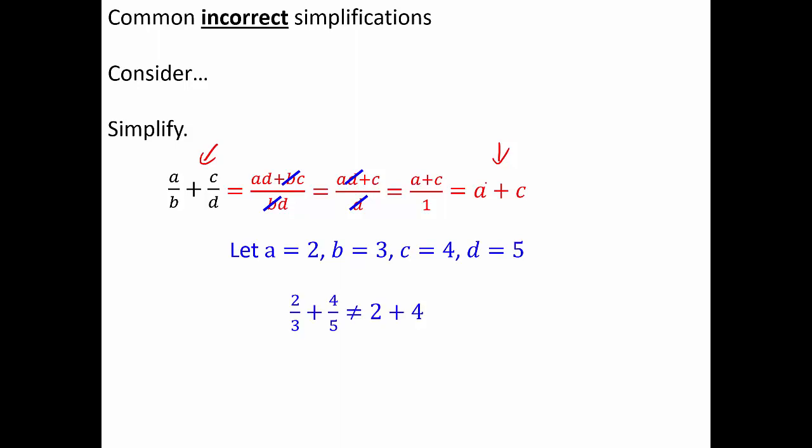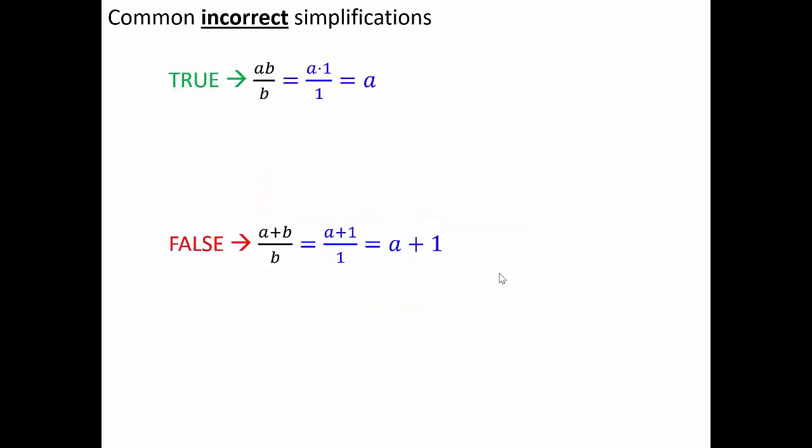So here's me plugging in 2, 3, 4, and 5 for A, B, C, and D. Now, by doing that, I would be suggesting that 2 over 3 plus 4 over 5 is equal to 2 plus 4, which is not true. By picking random numbers and plugging them into where I started versus where I finished, I have shown that these statements are in fact not true, which means something in this intermediate space must have been wrong.